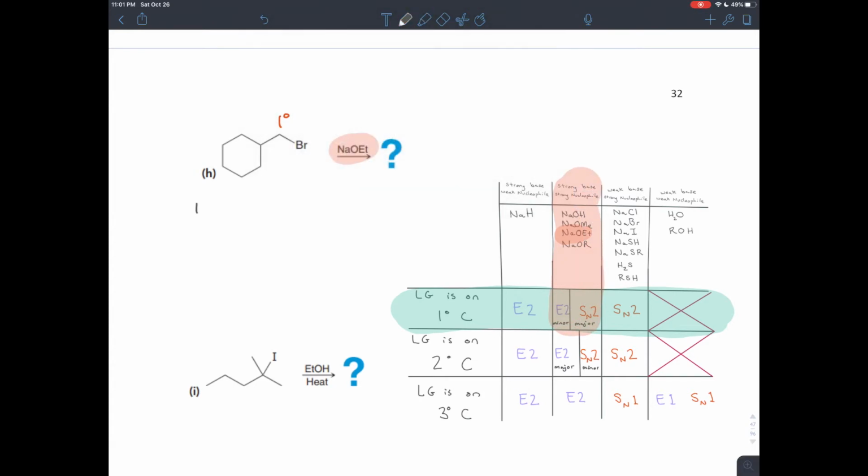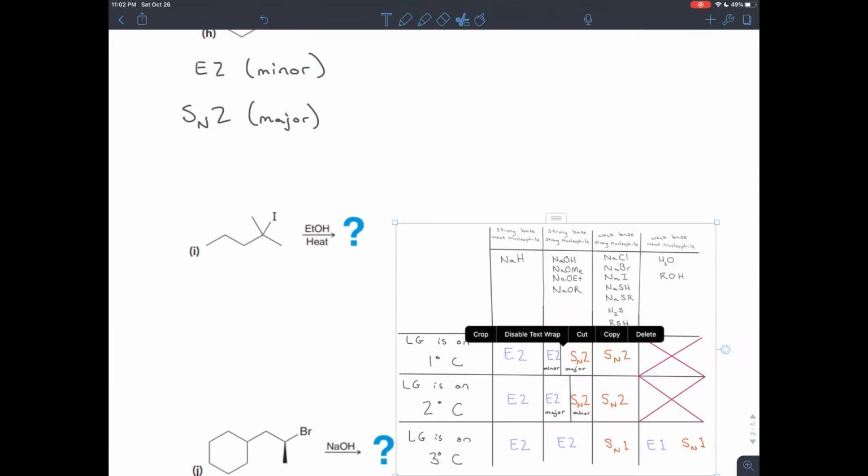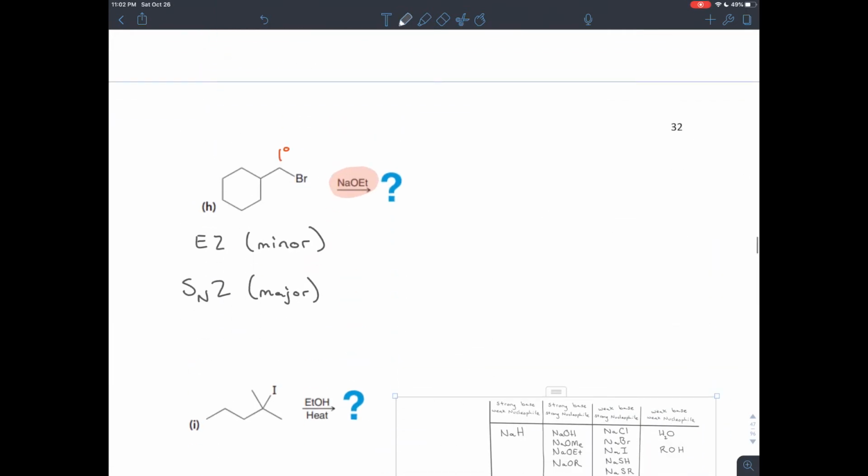So we're going to get 2 products. We're going to get an E2 product, that will be the minor product, and we'll get an SN2 product, that will be the major product. So now that we've identified those mechanisms, we can draw the products.